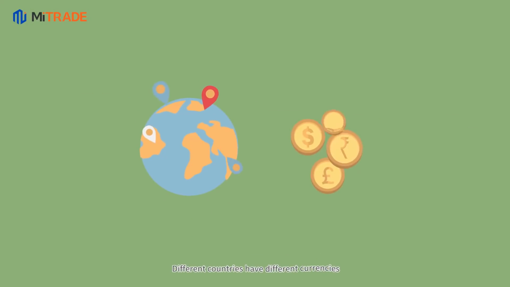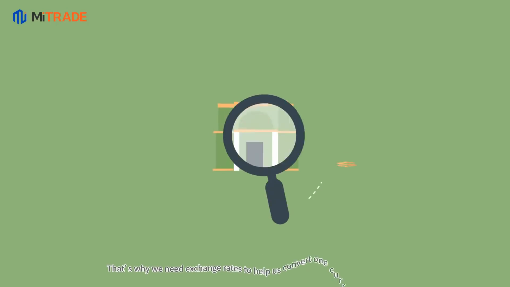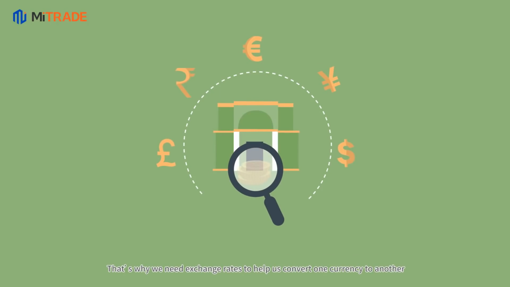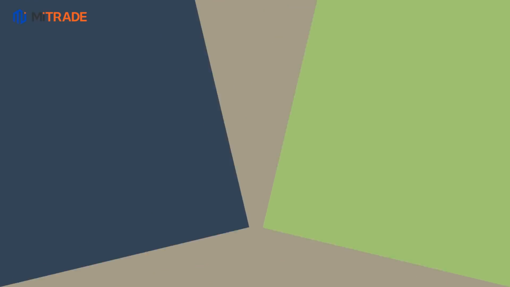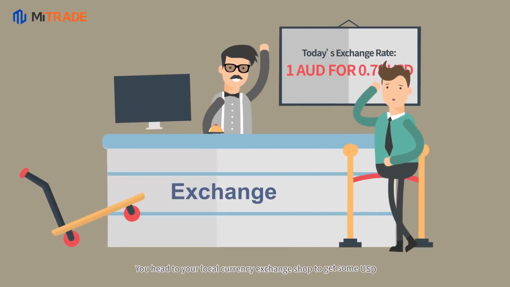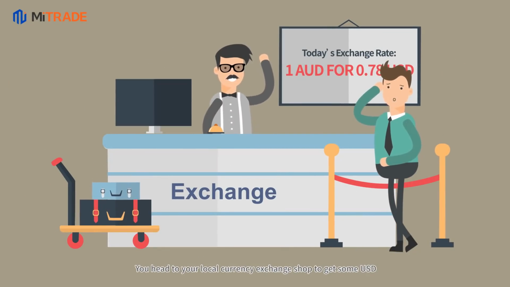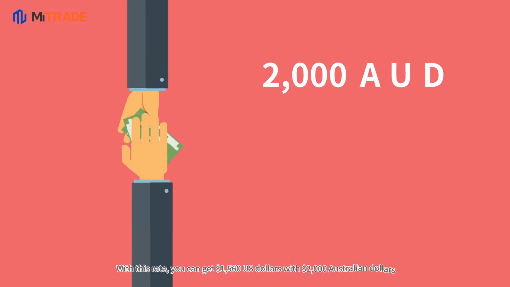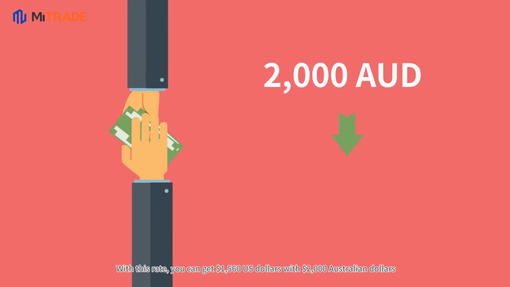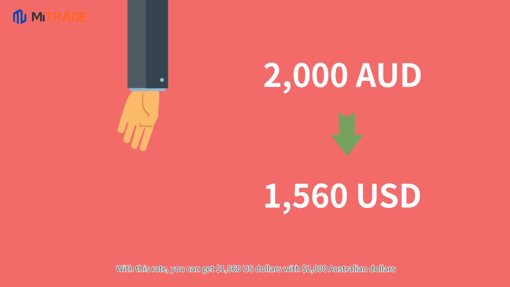Different countries have different currencies. That's why we need exchange rates to help us convert one currency to another. Let's say you live in Australia and you will be going for a vacation in the US. You head to your local currency exchange shop to get some USD. With this rate, you can get 1,560 US dollars with 2,000 Australian dollars.